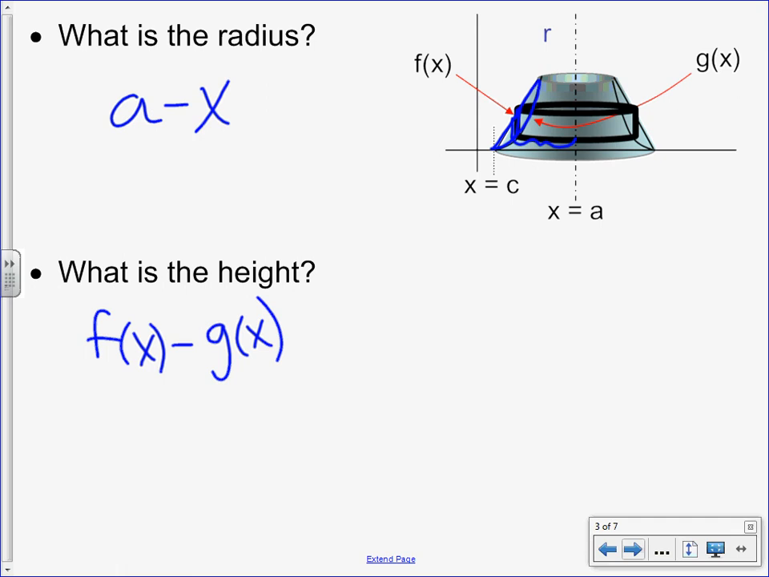Did everyone hear Rena? Yeah. Okay. If this red was our original, then our radius would have to be x minus a.